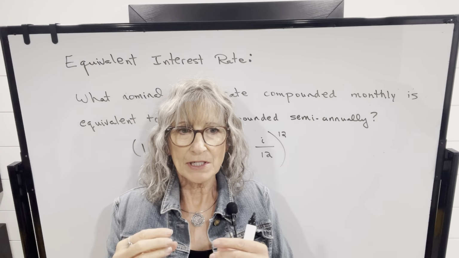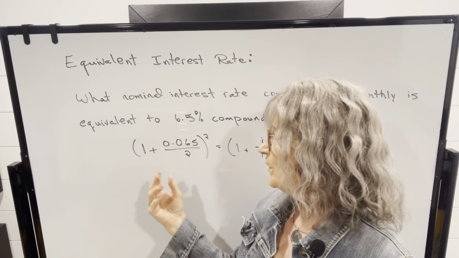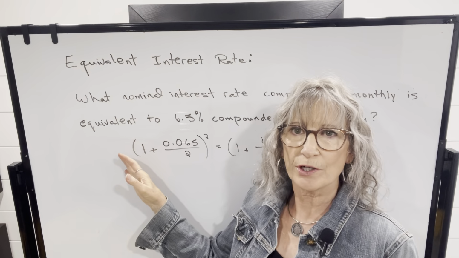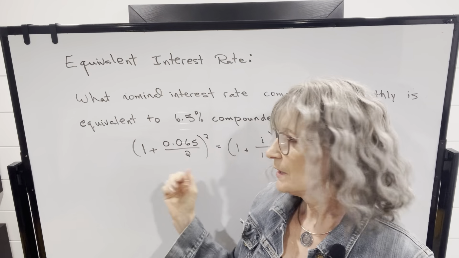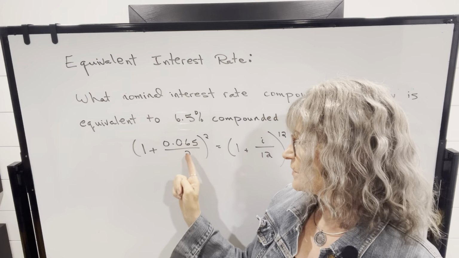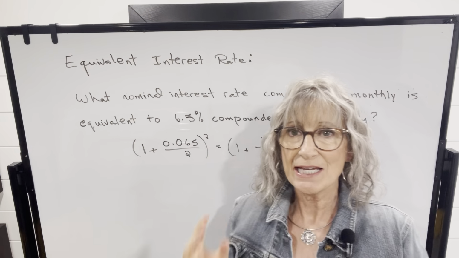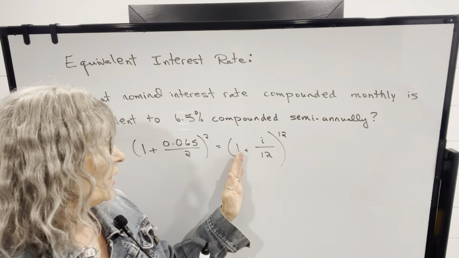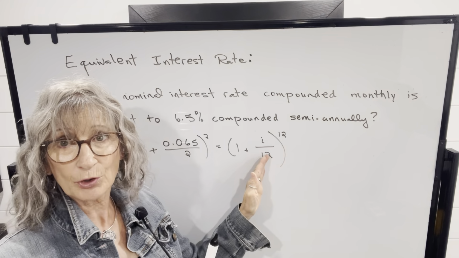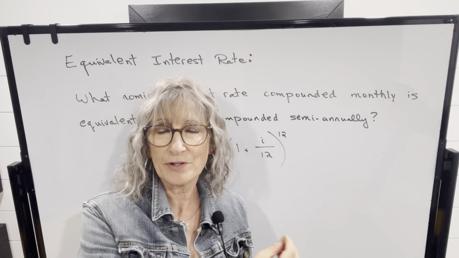So basically the interest earned has to be the same for either investment. We don't know what our principal is, and we're not going to worry about it because it's going to be the same. But when we multiply by 1 plus our interest rate divided by our number of compound periods to the power of our number of compound periods, it should be equal to 1 plus our interest rate divided by our number of compound periods to the power of our number of compound periods for the other investment.